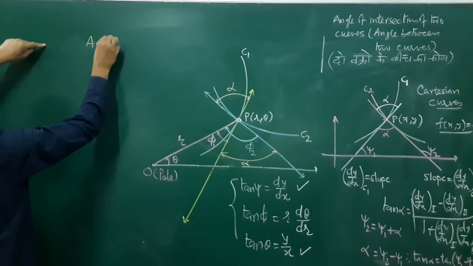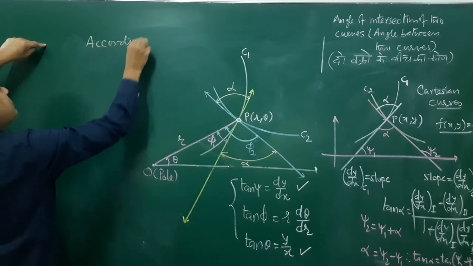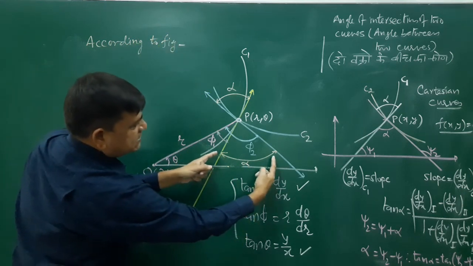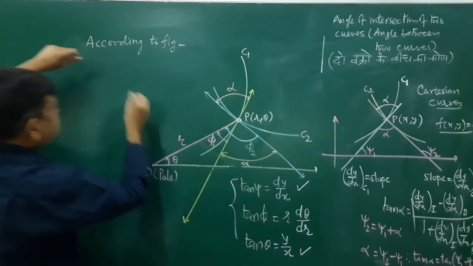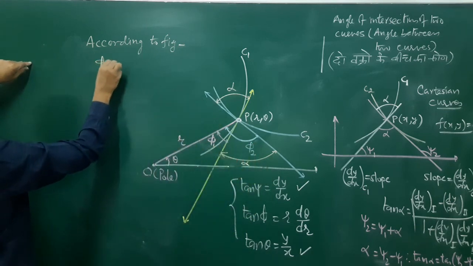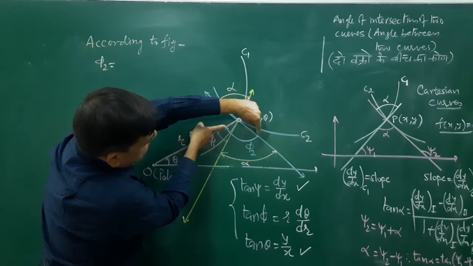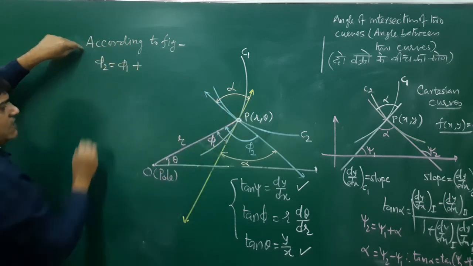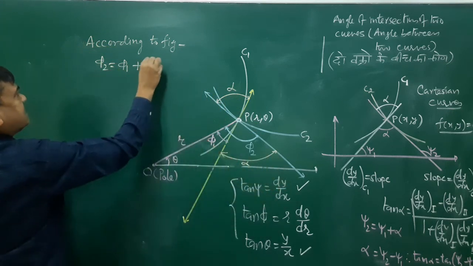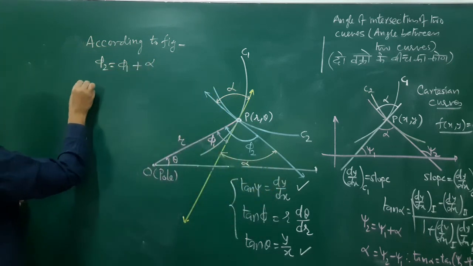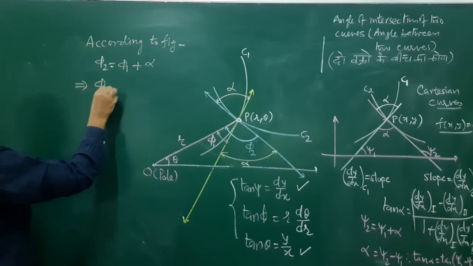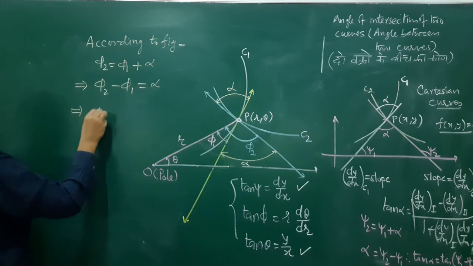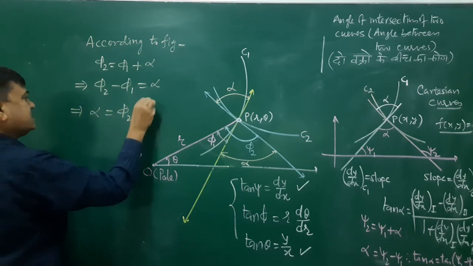So according to figure, phi 2 angle from here to here is equal to this angle plus this alpha. This implies phi 2 minus phi 1 equals to alpha. So alpha equals to phi 2 minus phi 1.